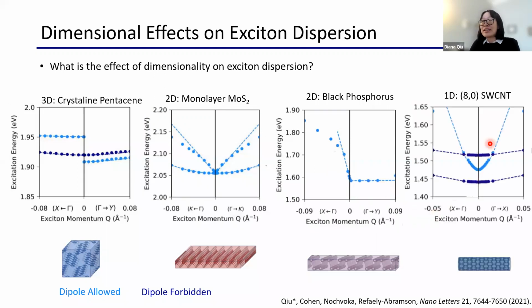And then finally, going down to one dimension, this is the exciton band structure in an 8-0 single walled carbon nanotube. And again, we see the dark blue dipole forbidden exciton bands are parabolic, but this light blue dipole allowed exciton band appears to have a small cusp at the gamma point. So from this, it seems that exciton band structures in 3D, 2D, and 1D all exhibit some sort of discontinuity at the gamma point for the dipole allowed excitons. So now let's take a look at where these discontinuities are coming from.